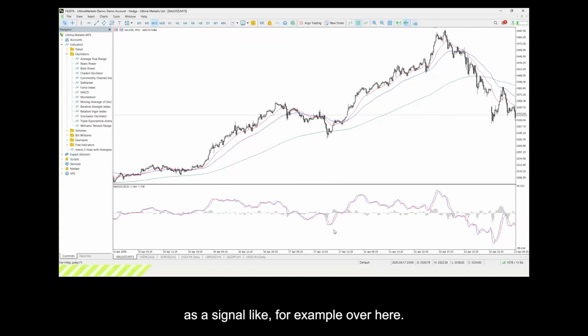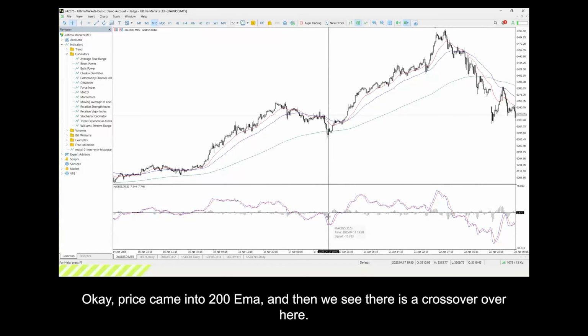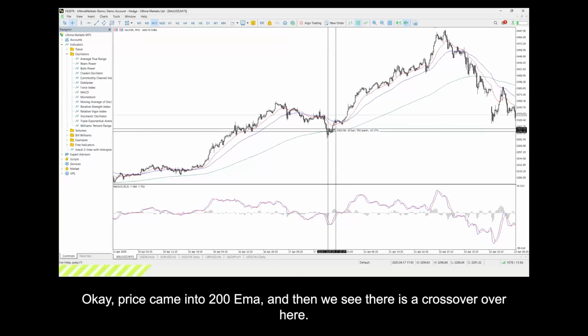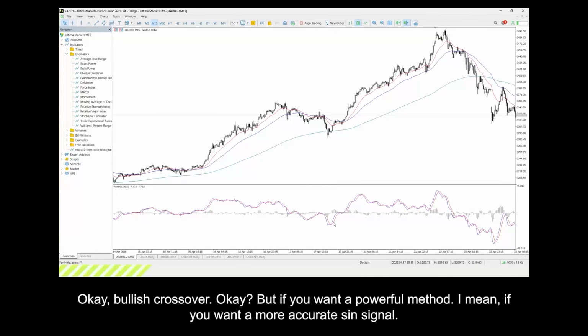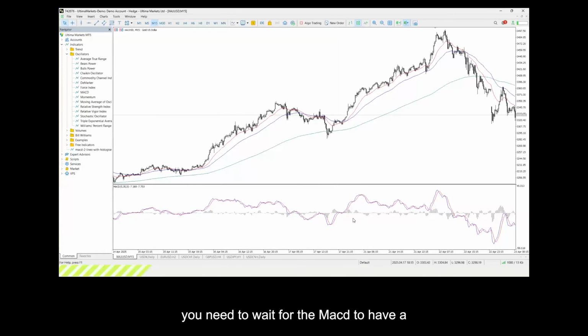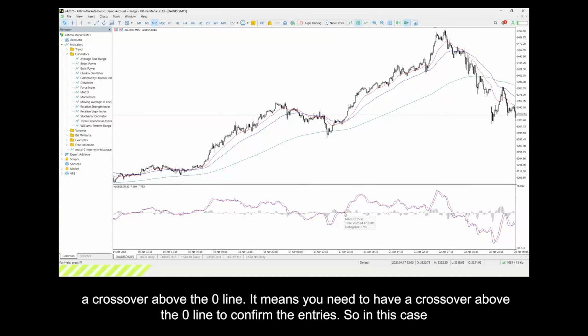We can use the MACD crossover as a signal, like for example over here. The price came into the 200 EMA, and then we see there's a bullish crossover over here. But if you want a more accurate signal, you need to wait for the MACD to have a crossover above the zero line. It means you need a crossover above the zero line to confirm the entry signal.